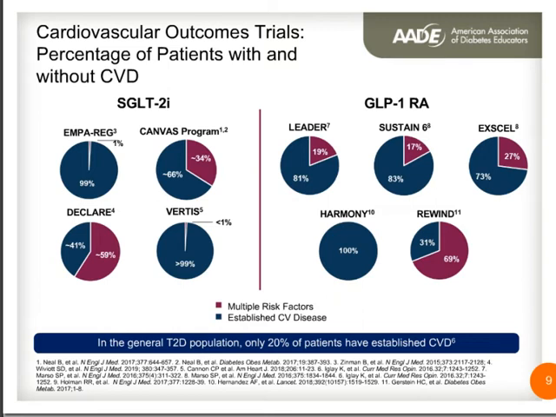I do want to point out, while they largely enrich their population with these sicker patients, that bar on the bottom shows that in the general type 2 diabetes population, only 20% have established cardiovascular disease. So you need to keep these considerations in mind as you look at the trials, their results, how the patients present, and what they're most likely to experience within the length of a trial.